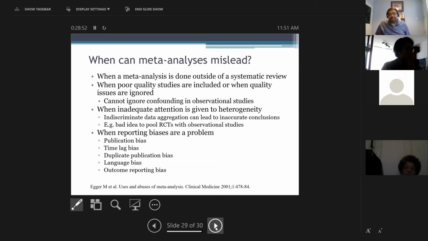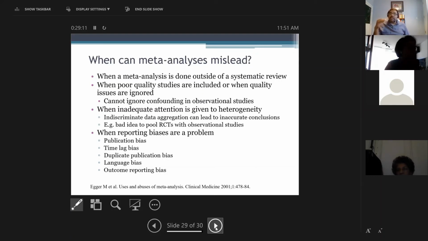And then lastly, as you already saw, even within a trial, people generally report positive outcomes. They bury the negative outcomes, right? And then again, you meta-analyze the positive outcomes and end up with a positive conclusion. So you need to worry about all of these issues.